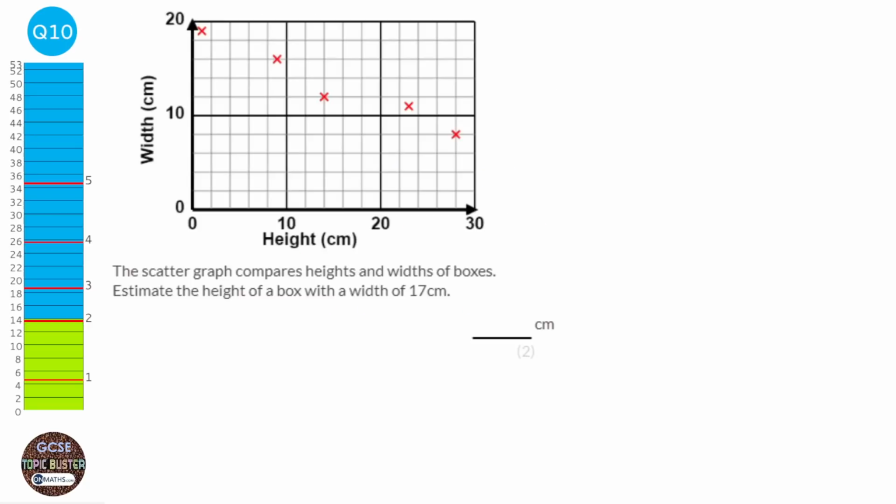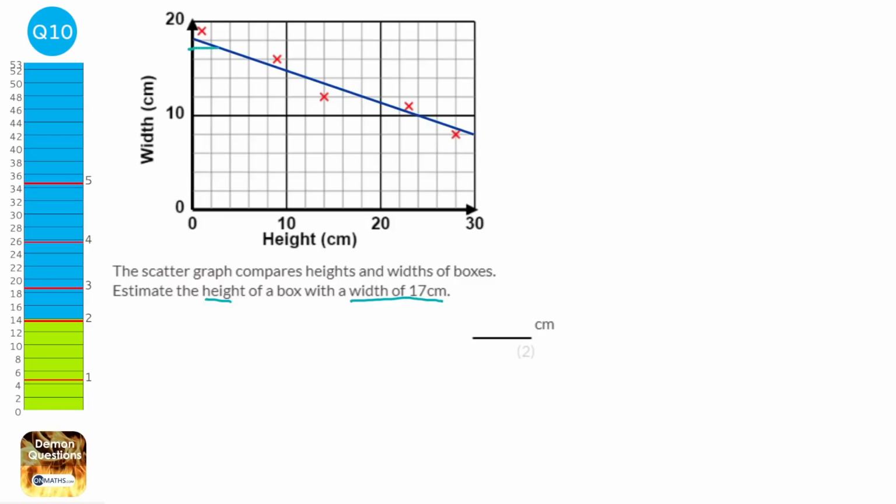So whenever we have a scatter graph, chances are we'll be drawing a line of best fit. And so that's what we'll start off with, draw a line of best fit in. And it says we're looking for a height of the box, or an estimate of the height of the box with the width of 17. So 17 is here. So the width of 17 will be a line across.